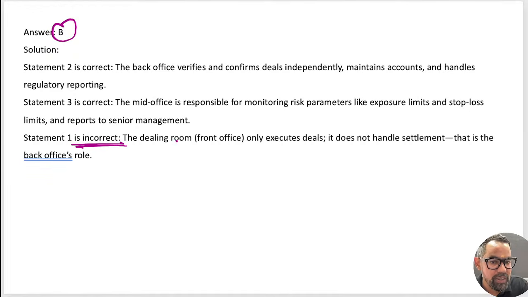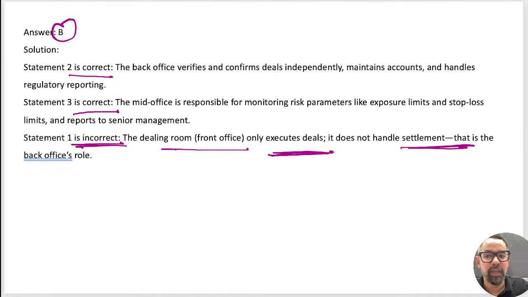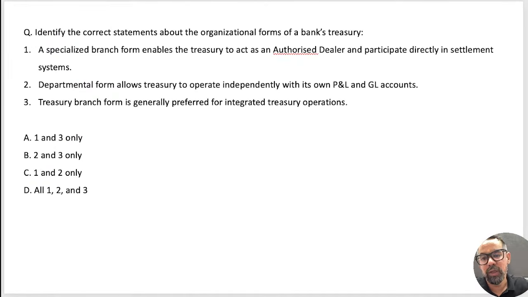So the only incorrect statement is the dealing room, front office. They only execute the deal. Settlement is done by the back office. The other two statements were correct in this particular case. Okay, next one. Focus, focus, focus, guys.